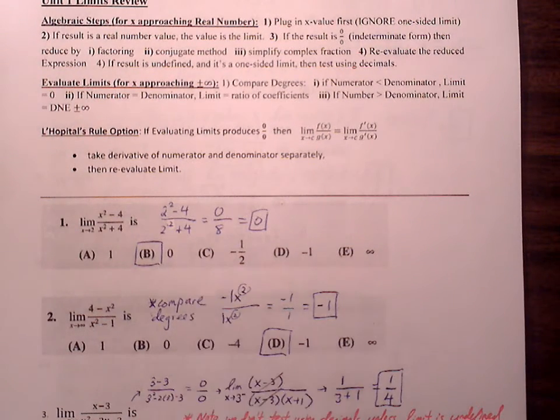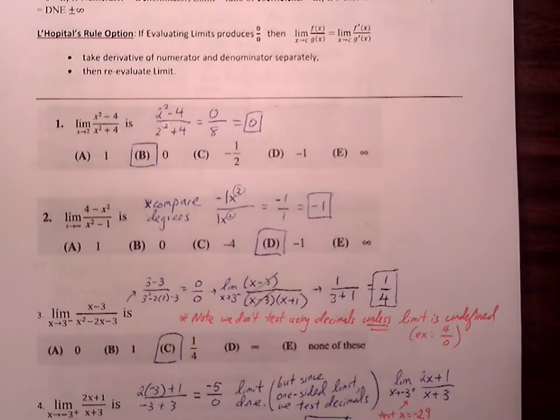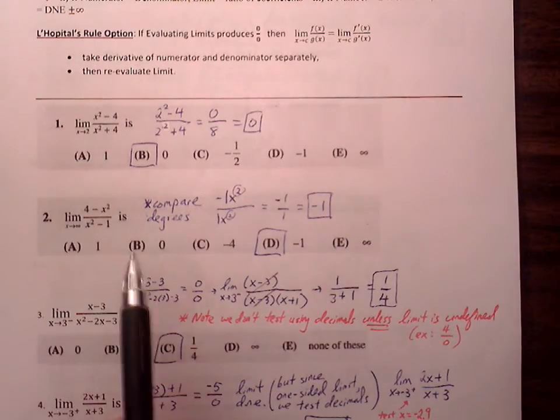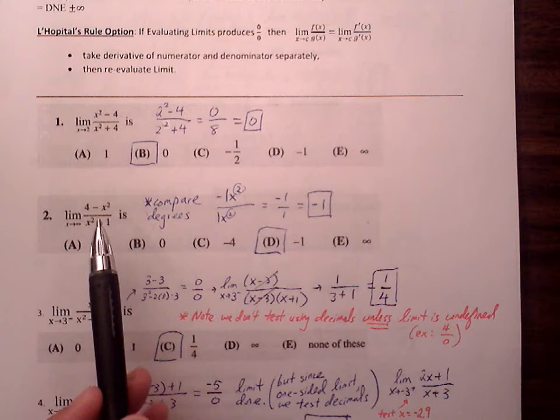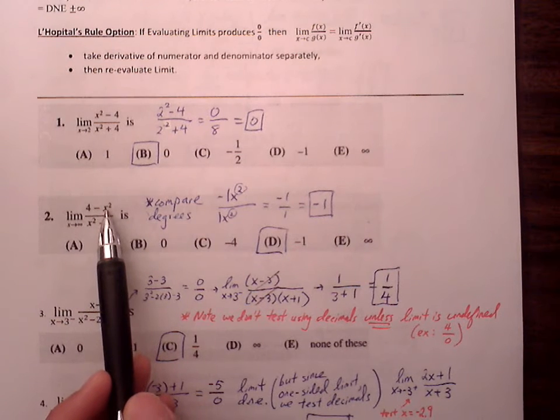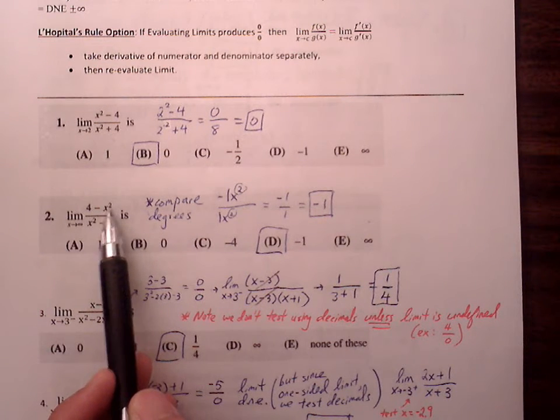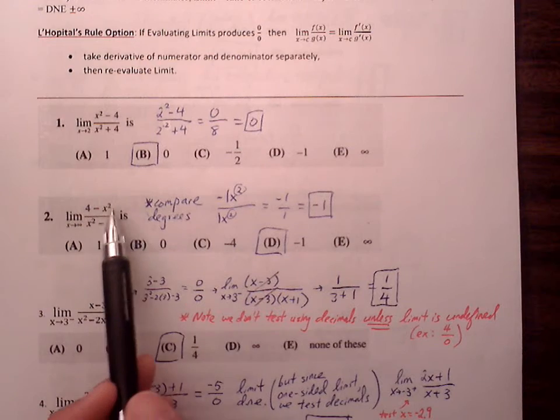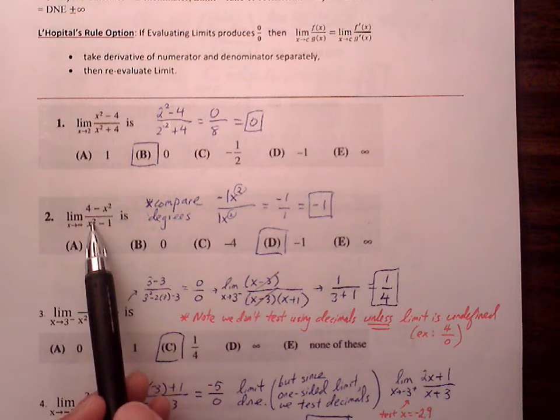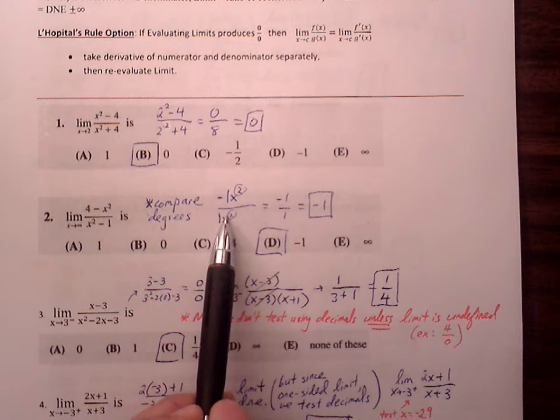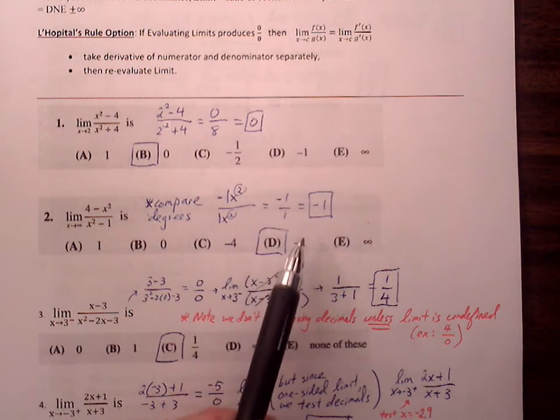For number 2, limit as x approaches infinity, we see infinity, so we have to switch gears a bit. We have to compare degrees. The highest degree we see is 2. The highest degree in the denominator is also 2. They match, so we know that the ratio of the coefficients is going to be our limit. Negative 1 over 1 is negative 1.